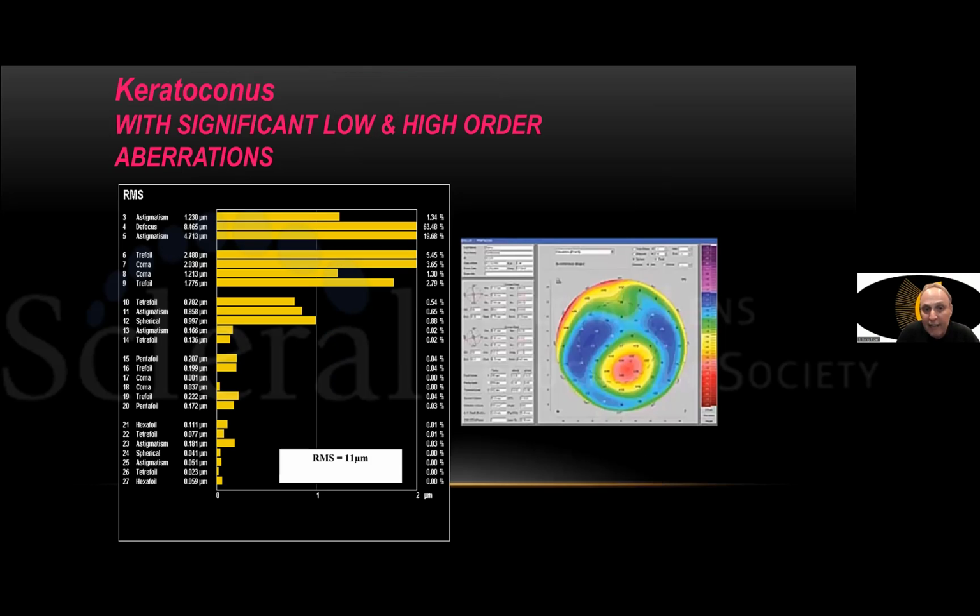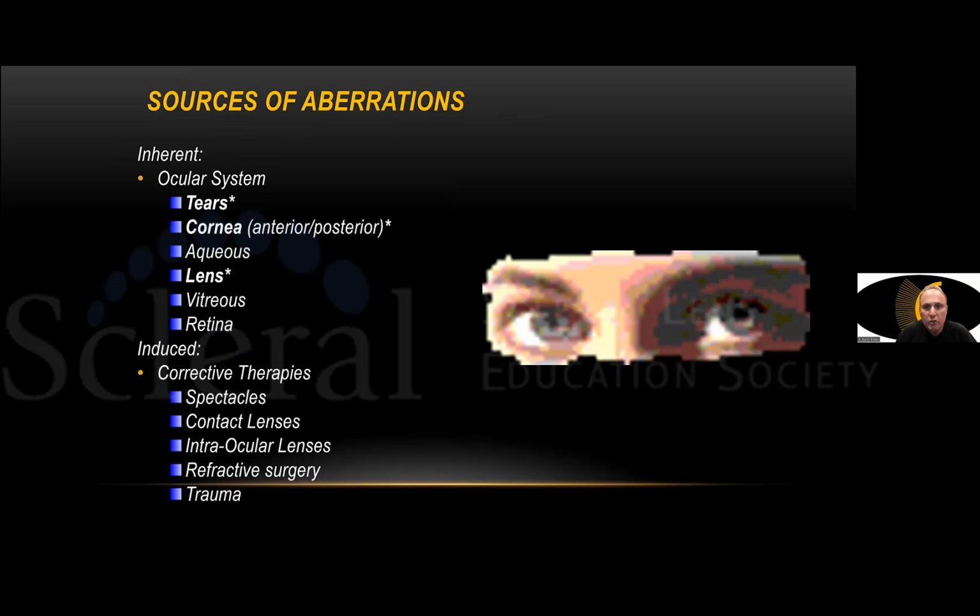The keratoconic, as we all know, also has low order aberrations. We measure high degrees of astigmatism and often high degrees of spherical error, but you can see the high order aberrations are also dramatically elevated in this particular person who has keratoconus. So what are the sources of aberrations in the visual system? The ones on the top, in the ocular component, are really the ones we're going to talk about clinically.